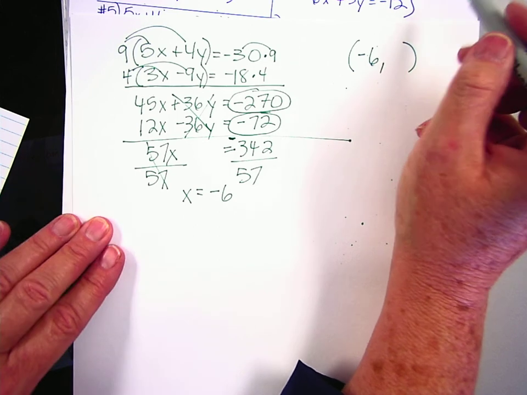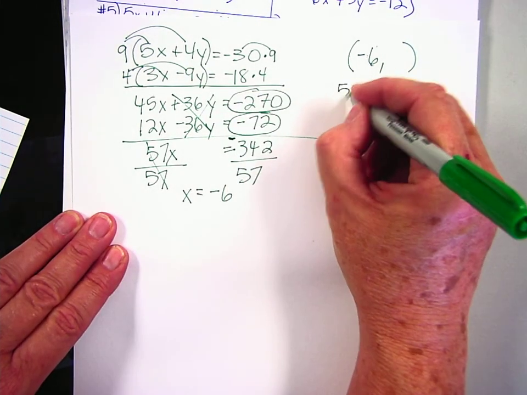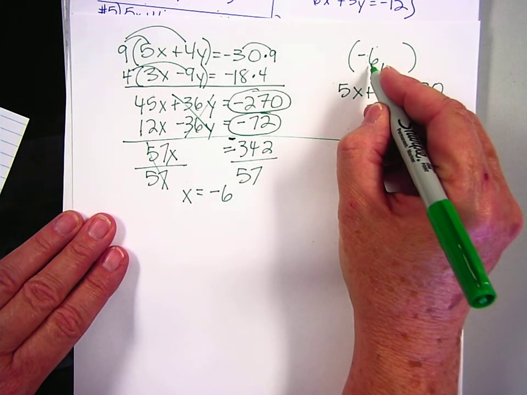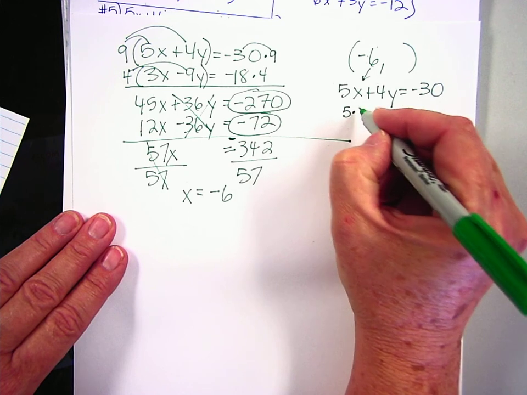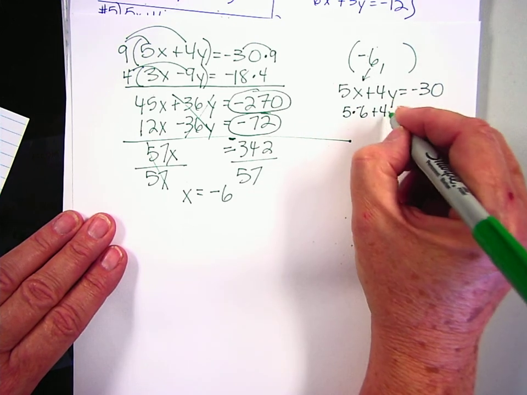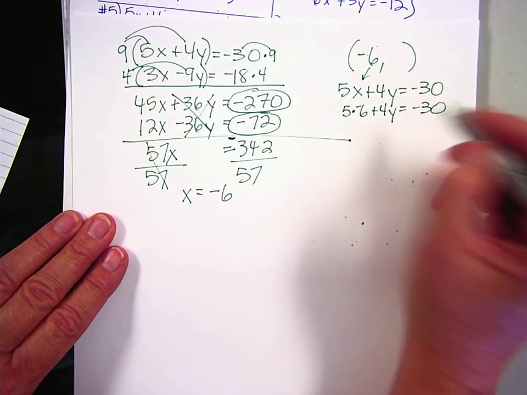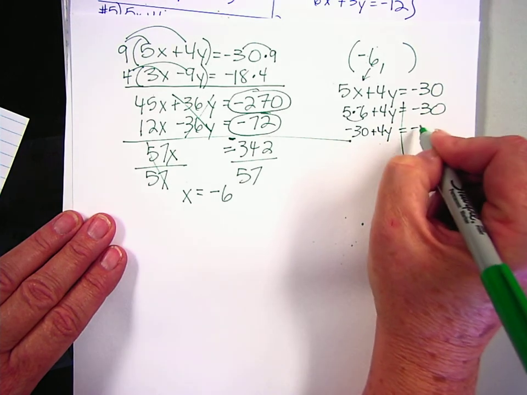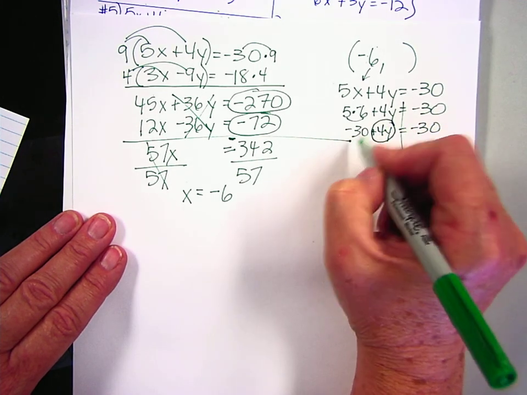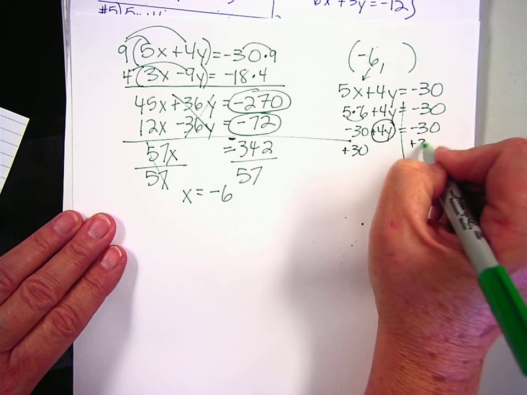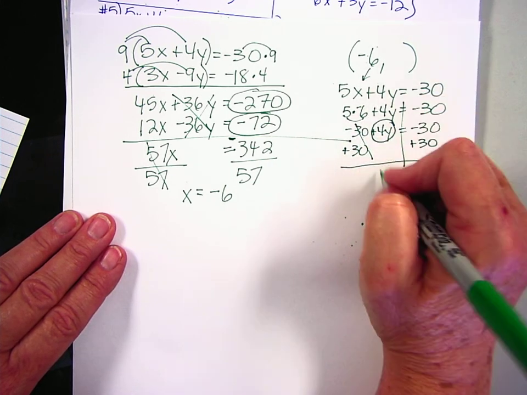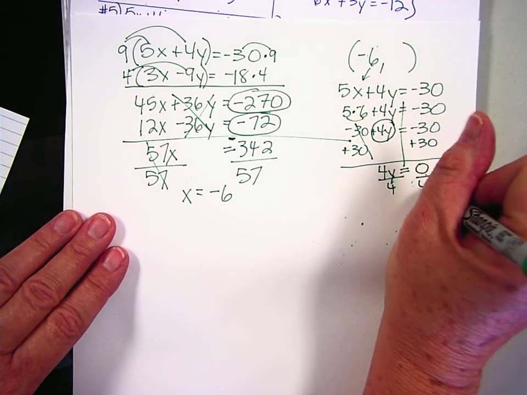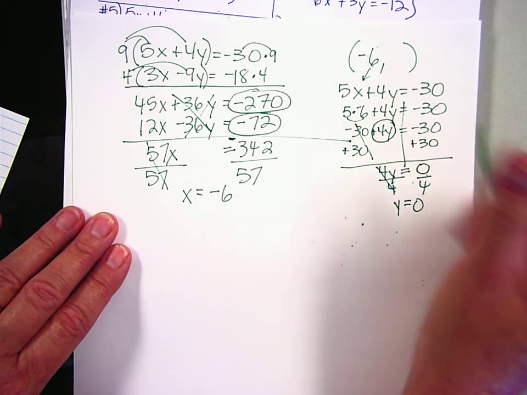I'm going to plug it in to my first equation. I can plug it into either one because it should work in both of them. If x is negative 6, I'm going to get 5 times negative 6 plus 4y. I don't know what y is yet. That's what I'm trying to find out. Negative 30 plus 4y equals negative 30. I want y alone. I'm going to add 30 to both sides. 4y equals 0. Interesting. Divide by 4, y equals 0.